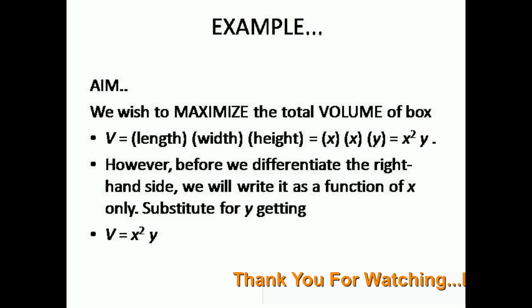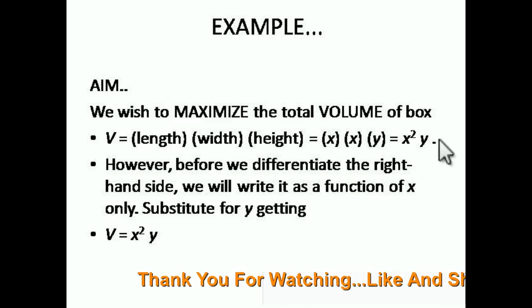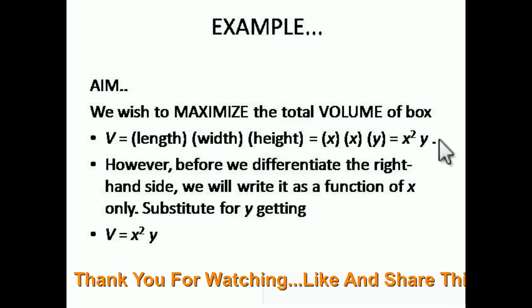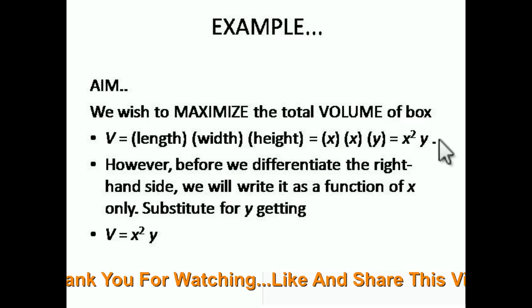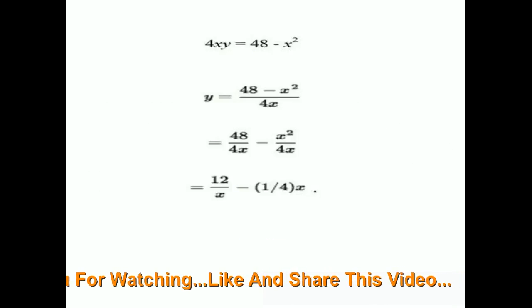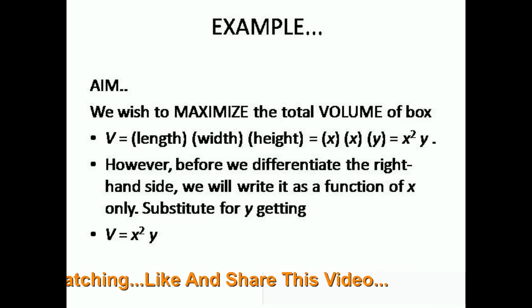So what's the trick? The trick is, if there are 3 or 4 variables, you have to convert all the variables into one variable, so you can differentiate it and get the answer. Here are two variables, so I convert y in the form of x and put it down here. Here the volume is x square y.